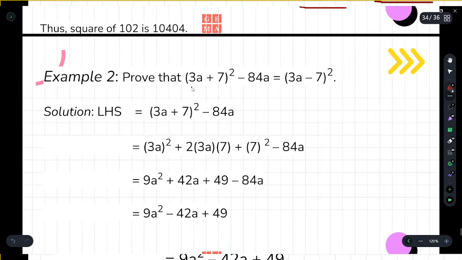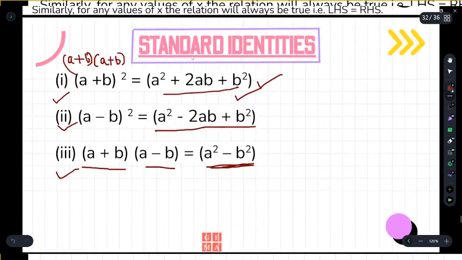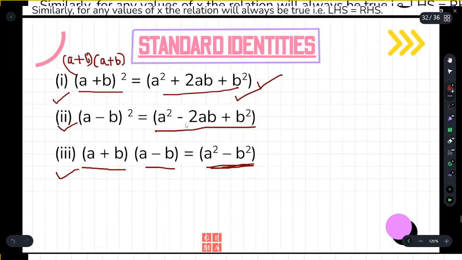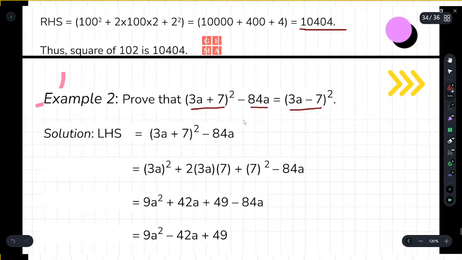Prove that (3a plus 7) to the power 2 minus 84a is equal to (3a minus 7) to the power 2. So for solving this question, I will have to use this first identity, (a plus b) to the power 2. Now let's keep 3a as a, 7 as b. This will make it (3a) square plus 2ab, where 2ab means 2 times 3a times 7, plus b square, 7 square.